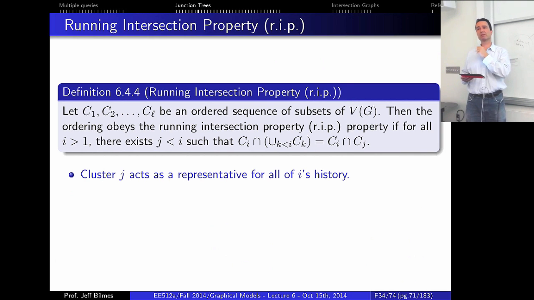So the running intersection property says the following. We take an ordering of these clusters. So it's a specific ordering: C1, C2, C3, and so on. It's an ordered sequence of these subsets. Then the ordering obeys what's called the running intersection property, or RIP, if it is the case that for all I, there exists an earlier cluster J such that the intersection of cluster I and the entire history up to I is the same as the intersection of cluster I and that one specially designated cluster J. Another way of saying this is that cluster J is a surrogate for the entire history of clusters in this order. If you take the intersection of CI and CJ, that's the same as the intersection of CI and everything that came before it.